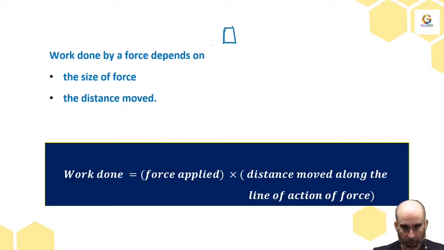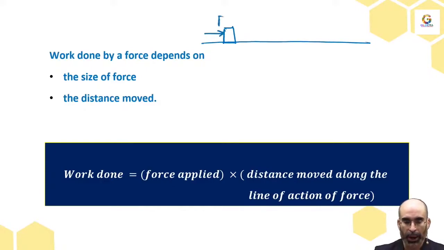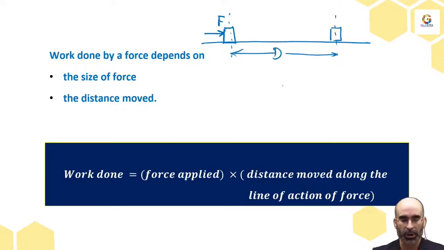Suppose there is a box kept here and I have applied a pushing force, and it has moved from this location to this location. So the distance moved is, let's say, d. You need to understand this very simple thing, that the displacement, the distance moved by the object, must be along the direction of applied force.